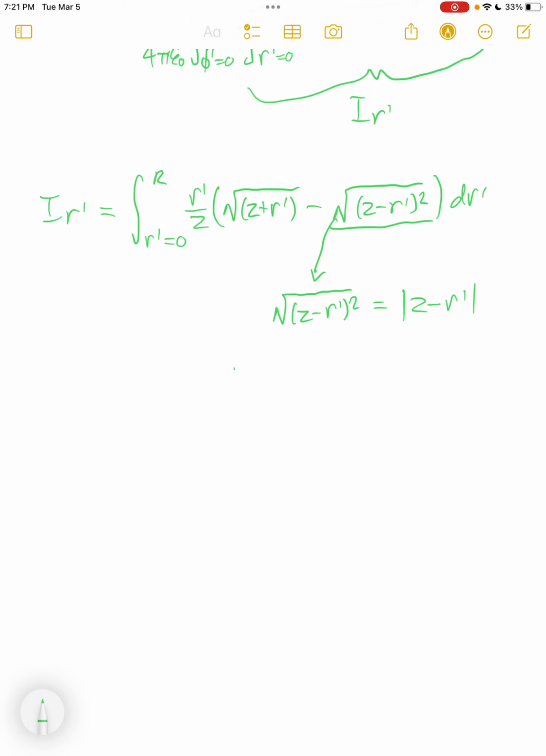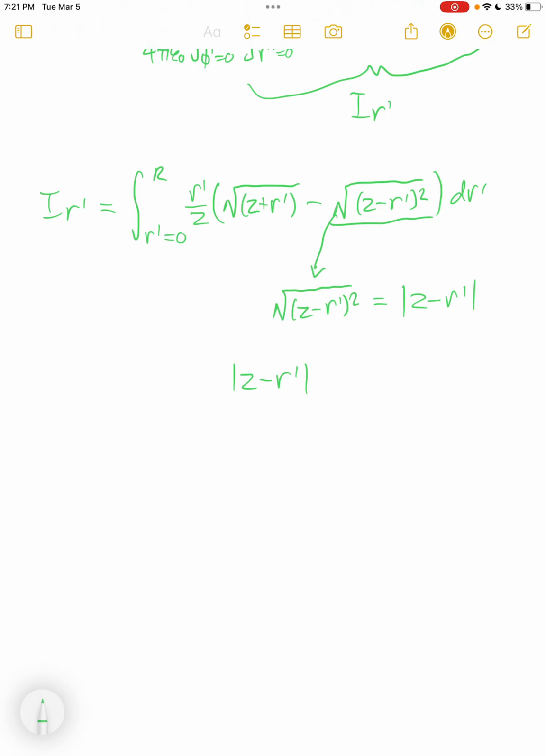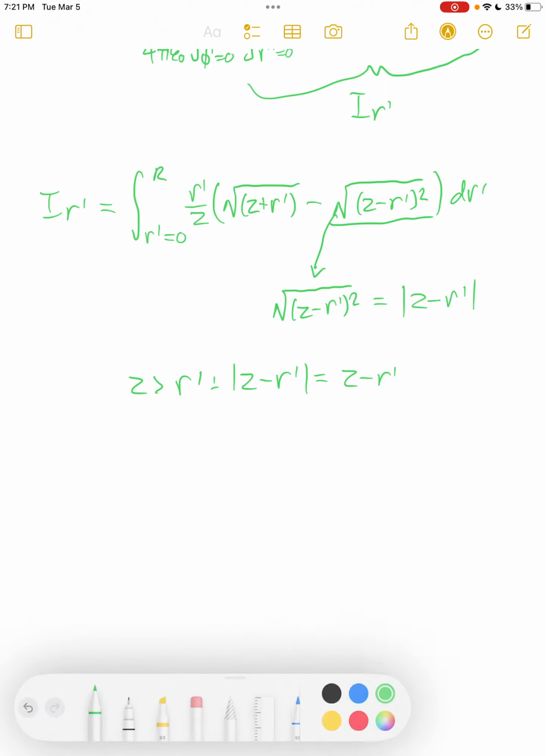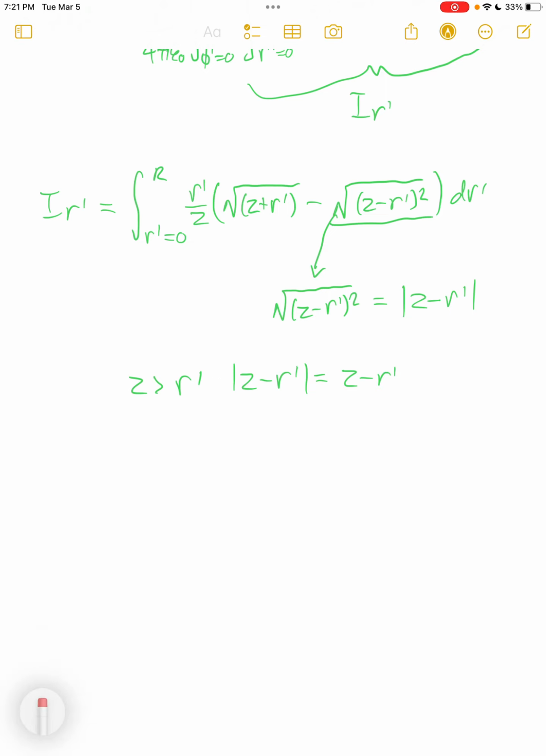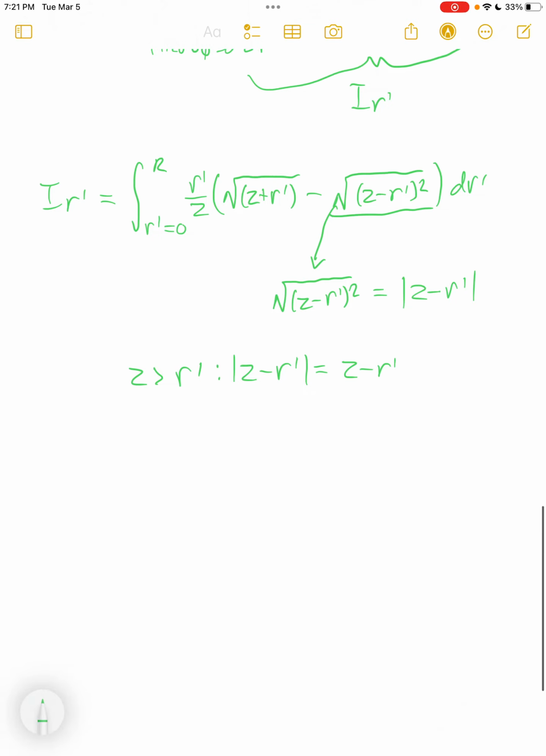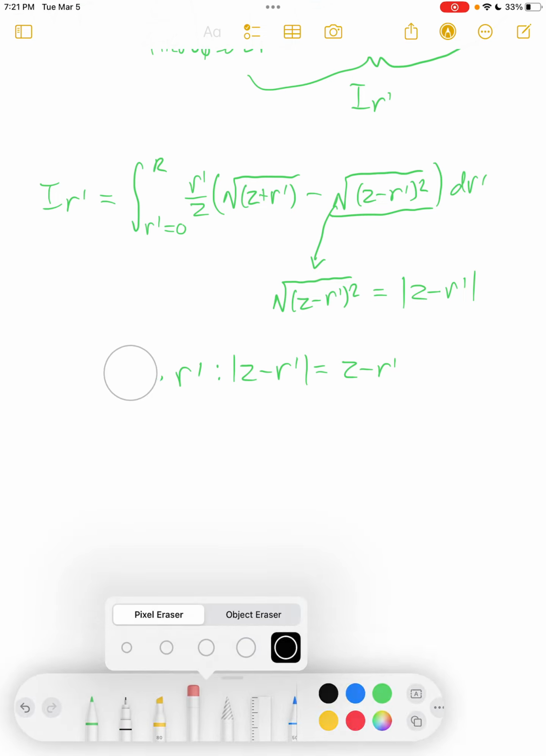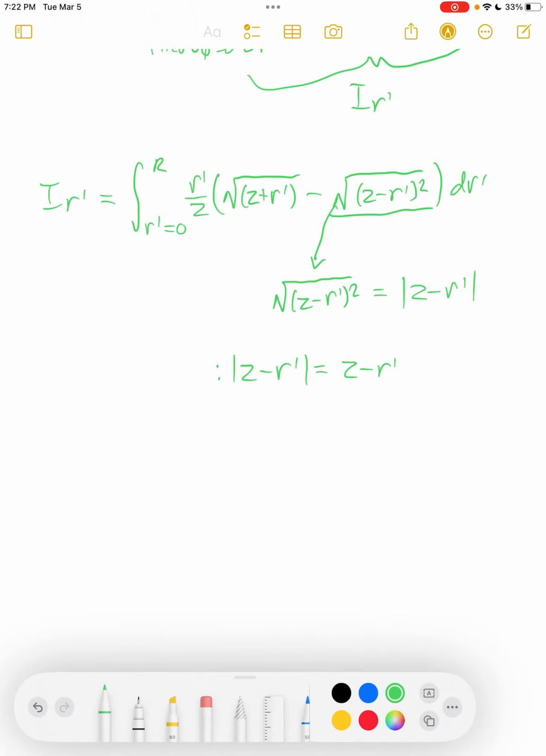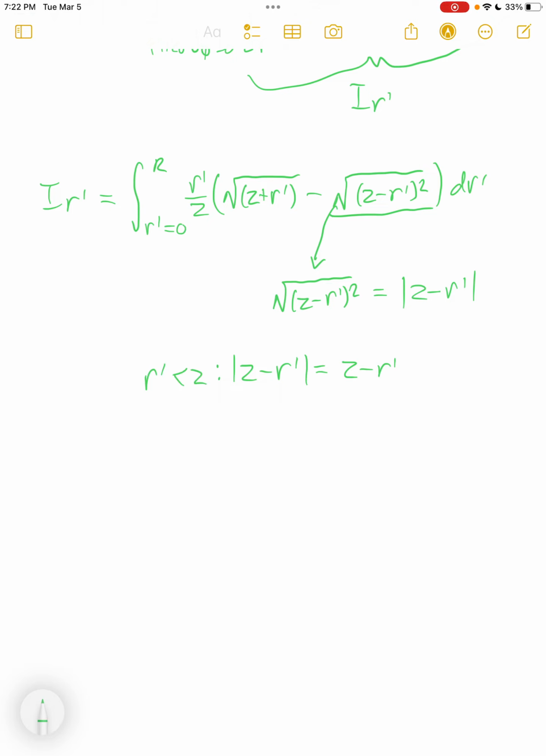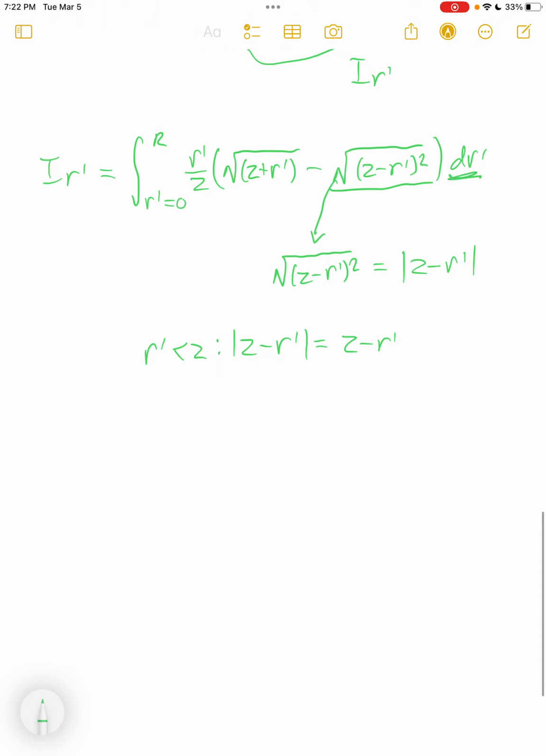Now, if z is larger than r prime, this can simply be written as z minus r prime. We can take the absolute value sign off because it's going to be a positive number. We're good. And actually, I wrote this wrong. This should be r prime is less than z, because we really care about r prime. That's what we're doing the integral over. That's the thing that's changing here.